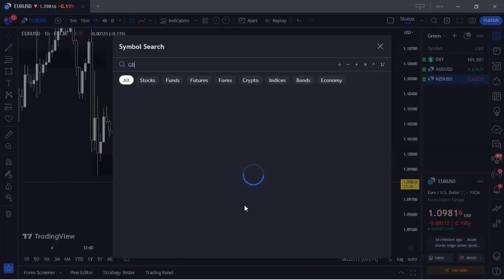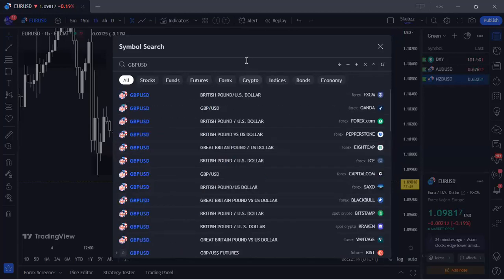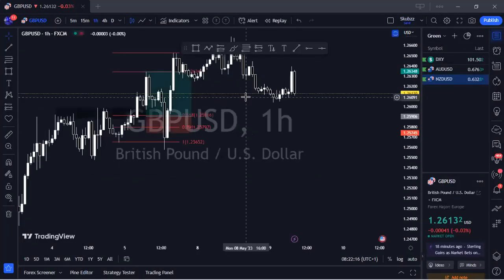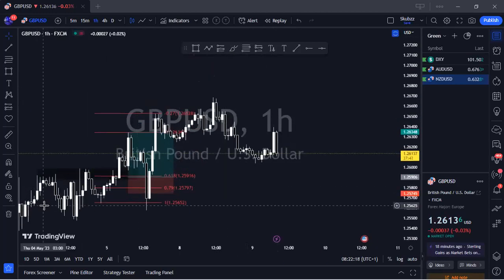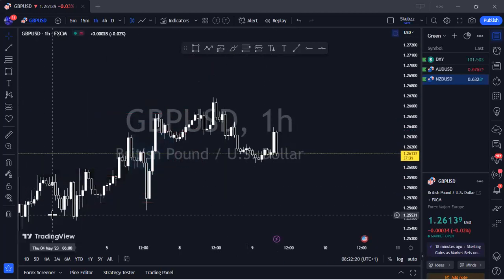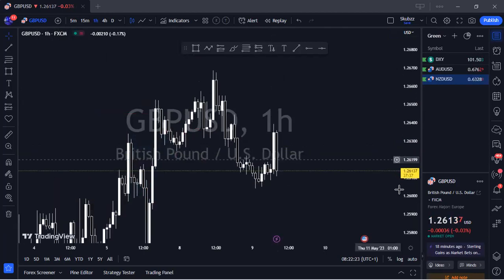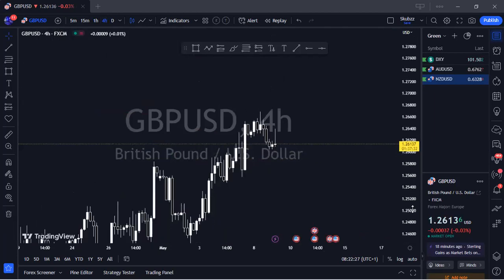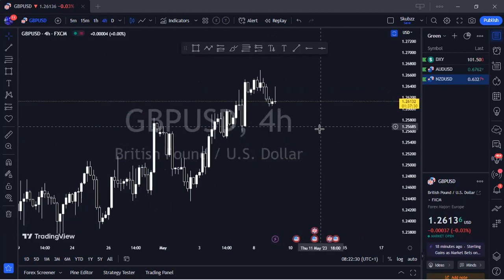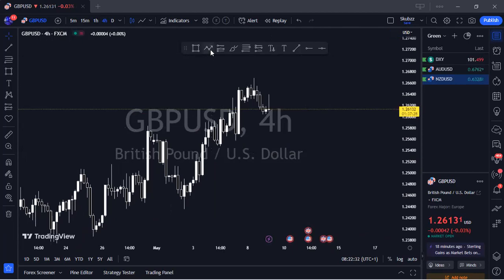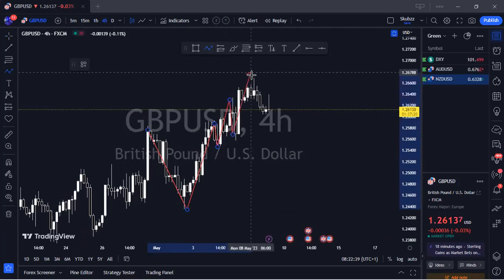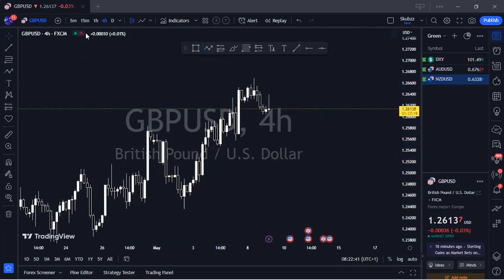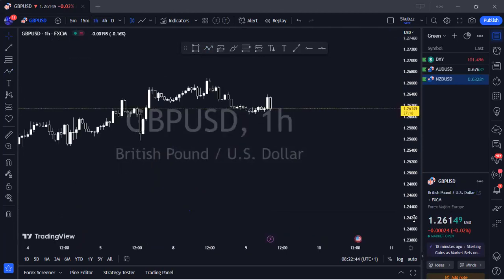GBPUSD was doing one crazy structure yesterday. Let's look at the 4H. Okay. The 4H is mostly bullish. So we have higher low, equal high, higher low, higher high, higher low, higher high. But the thing with this one is that I think the 1H has started shifting.